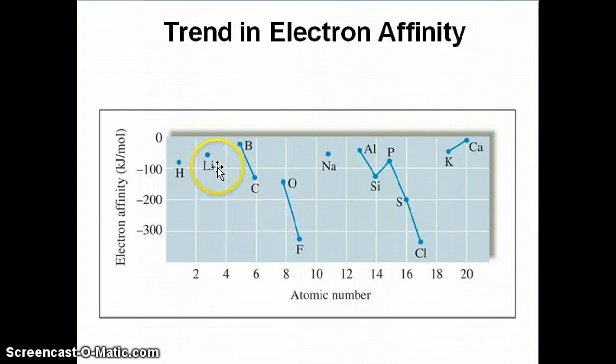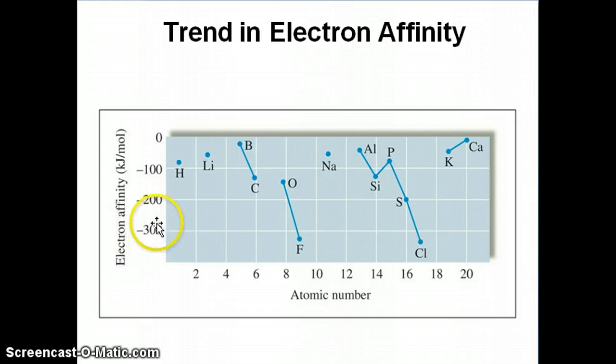So that's a period, right? That's period 2, right here. As you go across, you notice that generally speaking, things tend to come down. You can see there's fluctuation, obviously, but generally things tend to come down. When I say come down, I really mean it becomes more negative.